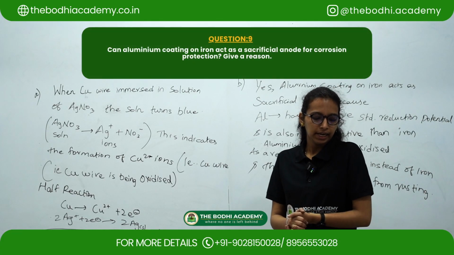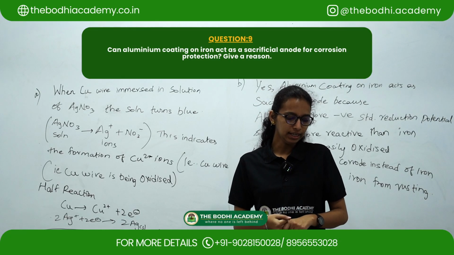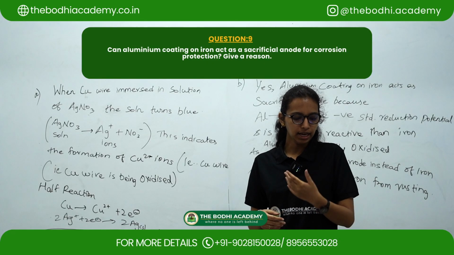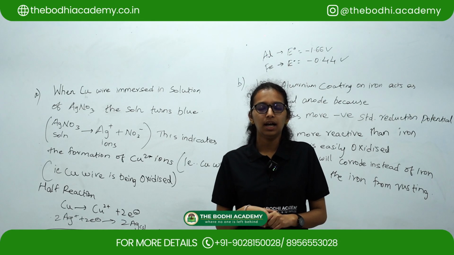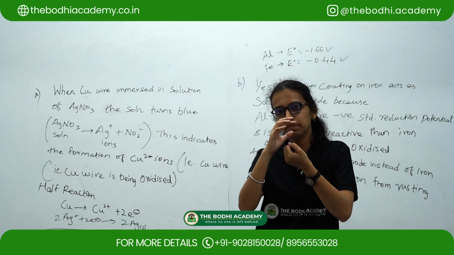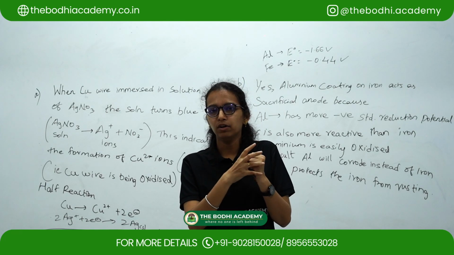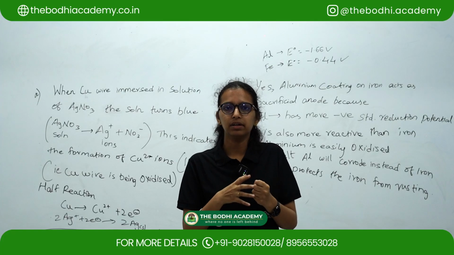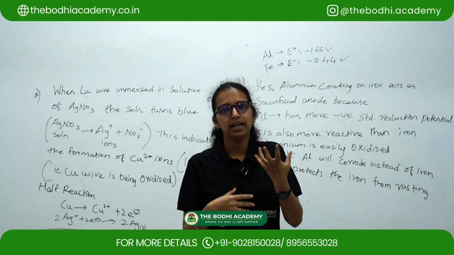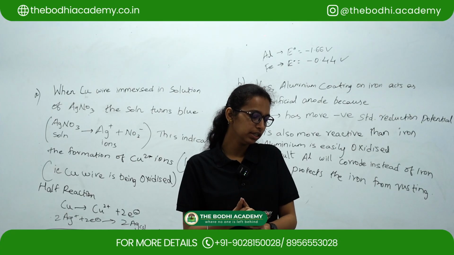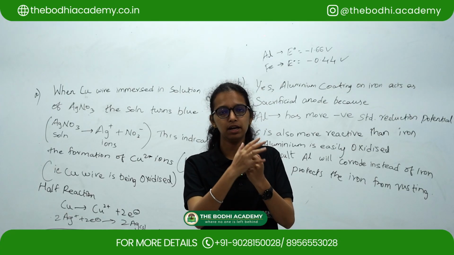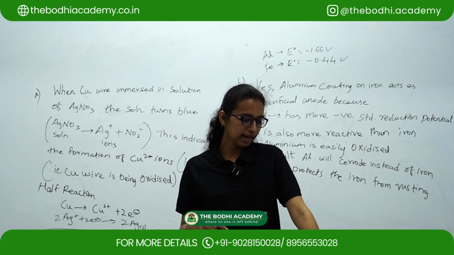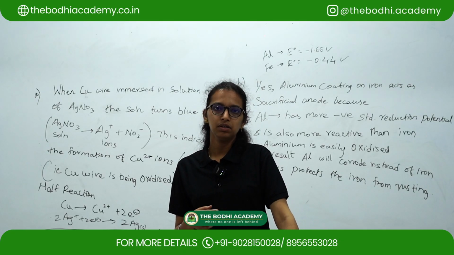Okay, they have asked, can an aluminium coating on an iron act as a sacrificial anode in protecting the iron against the corrosion? They are asking about the aluminium coating which is made on the iron. Everywhere you can see corrosion, no? So we prevent the corrosion by different methods like painting, galvanizing. Here one of the methods is aluminium coating done on the iron to prevent its corrosion. They have asked whether it can act as a sacrificial anode, whether it can protect.